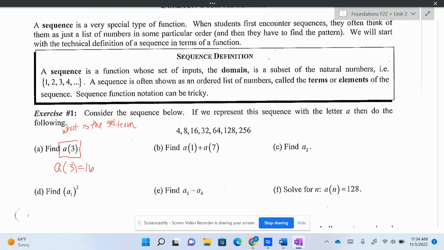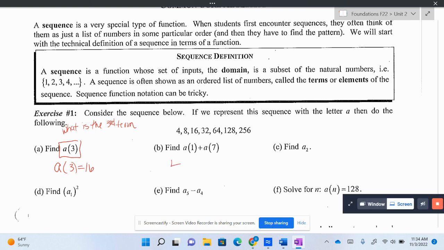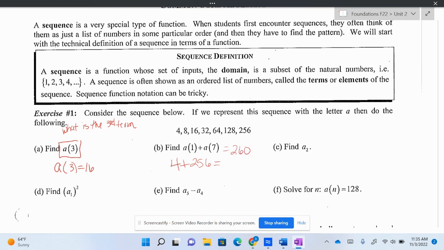So this one, question B, says find the first term and add it to the seventh term. What is the first term? And what is the seventh term? So this equals 260. Does that make sense?